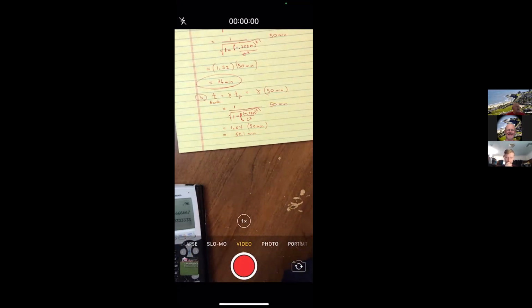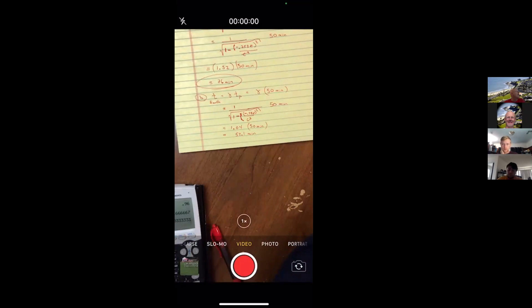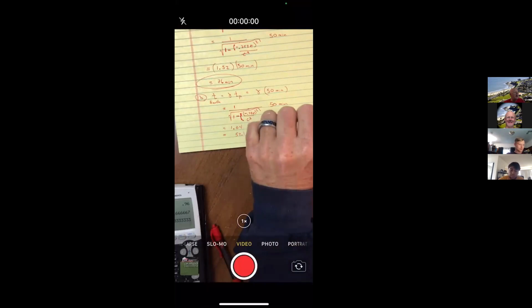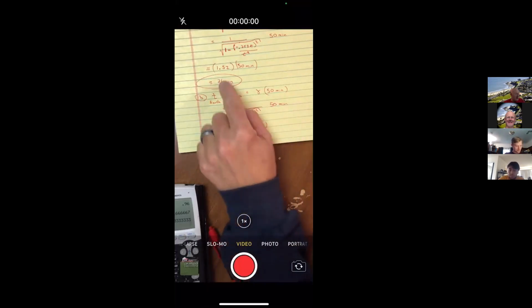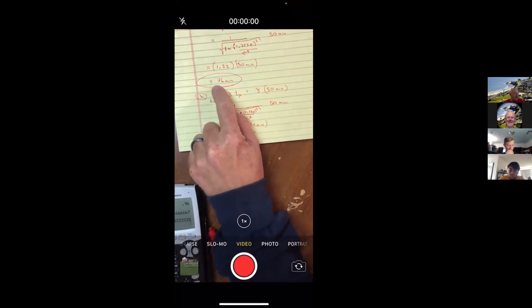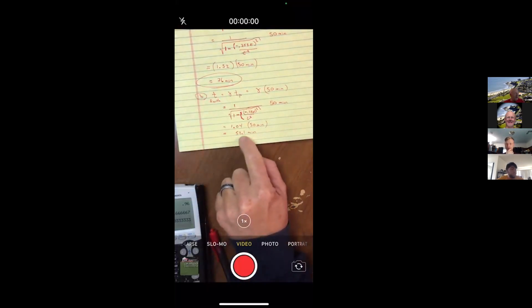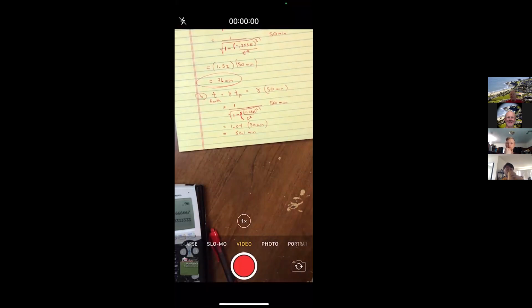Maybe I better check these answers. It's easy to get these things backwards. Let's see if we in the solutions here agree. So A, they got a gamma factor of 1.52, good, which makes 76 minutes. And then B, they got, oh, good, 52.1 minutes. All right, so awesome. Yeah, it makes a lot of sense.